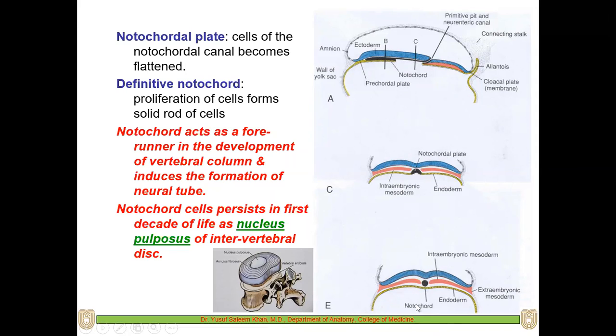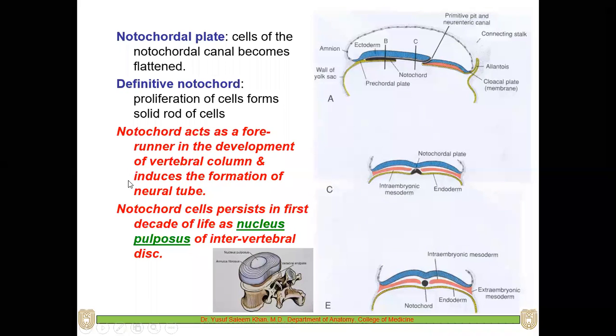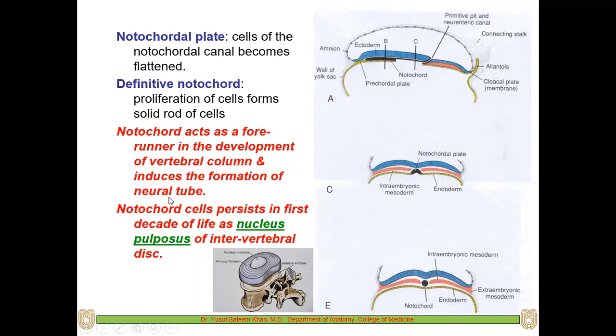Okay. So why is this notochord important? We're studying it in so much detail. It is a midline structure between the ectoderm and endoderm, at the same level as the mesoderm. This is the mesoderm here, and the mesoderm is everywhere except the midline. In the midline we have the notochord. What is the importance of this notochord? The notochord acts as the forerunner in the development of the vertebral column and induces the formation of the neural tube, a very important structure from where the brain is developed. So the notochord acts as a forerunner.